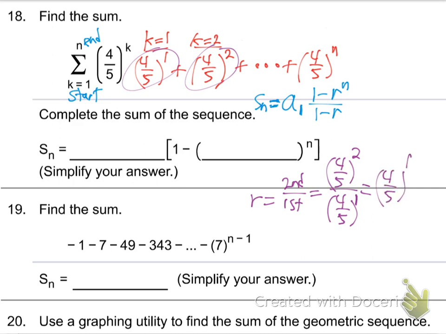So that becomes 4/5 to the 1, or just 4/5, which we knew. You could just look and say, well, it's just timesing by another 4/5 every time. Exactly. So the R is 4/5, and so is the A1. They're both 4/5, aren't they?